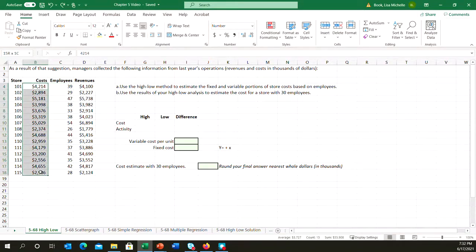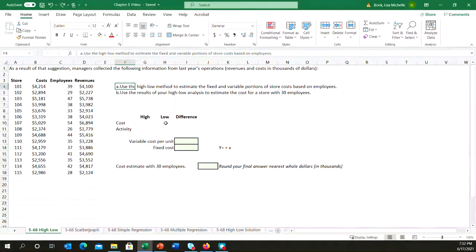That's going to be our dependent variable. They have a variety of historical information from different stores for this company, and the prediction is that some combination of employee and or revenue, those are our independent variables, are going to help us predict costs. So we also have that corresponding information for employees and revenue. The starting point is the high and low method, and they ask us to predict costs based upon employee only.